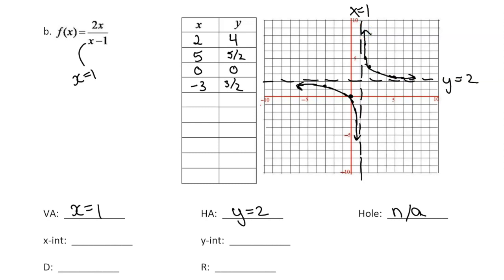To answer the intercepts, it passes through the origin. So we actually have an x-intercept at (0, 0), and you have a y-intercept at (0, 0). And the domain would be, well, again, x can't equal 1, but it could be anything else. And the range would be y can't equal 2, but it could be anything else from that.